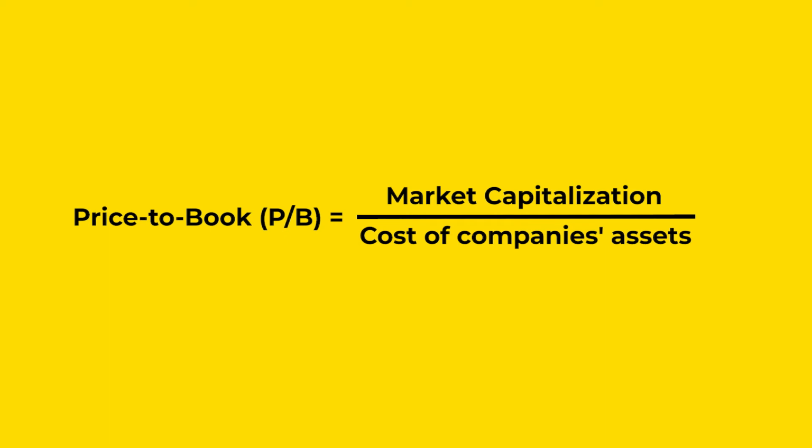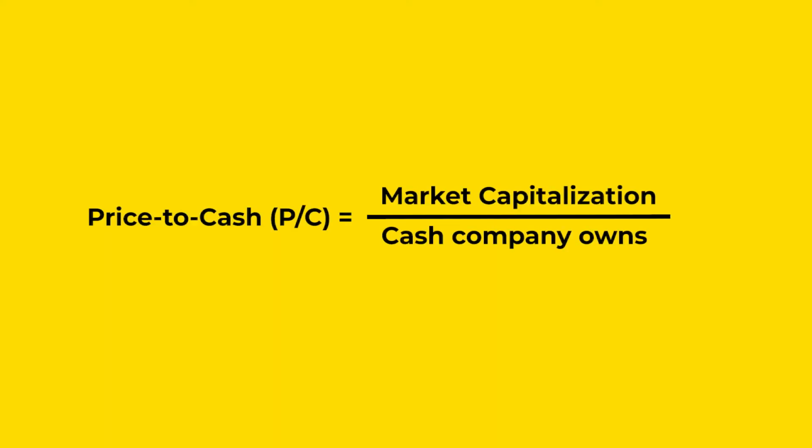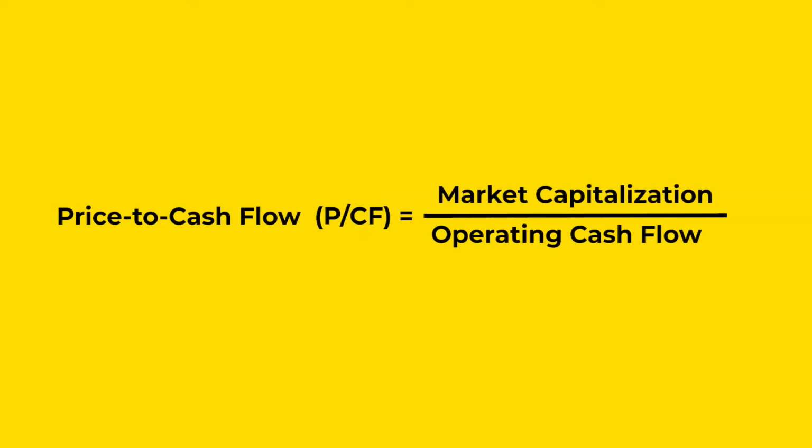The next popular indicator, PB or price to book ratio. Capitalization is divided by the cost of company's assets. If they cost less than the capitalization and there is nothing fundamentally wrong with the company, then it's undervalued. PC or price to cash ratio. Capitalization is divided by the cash company owns. Very simple.